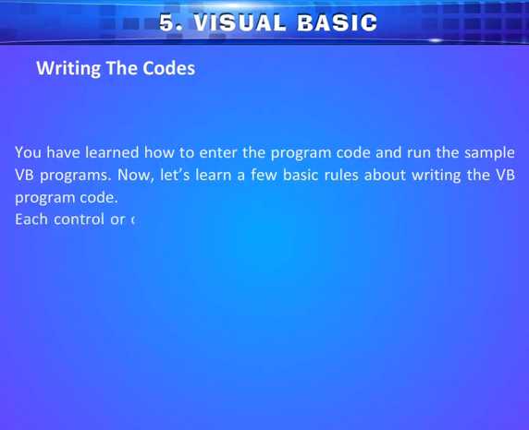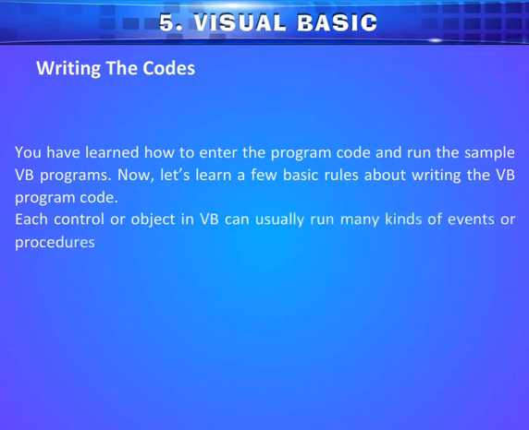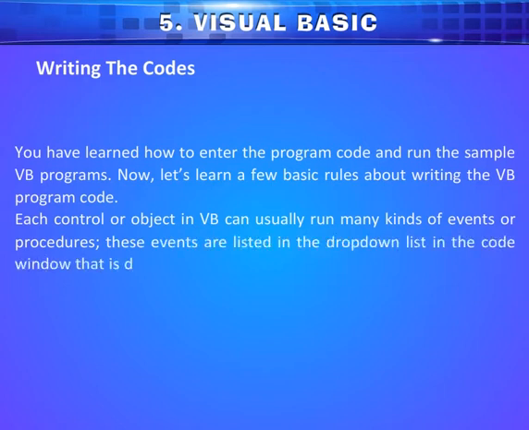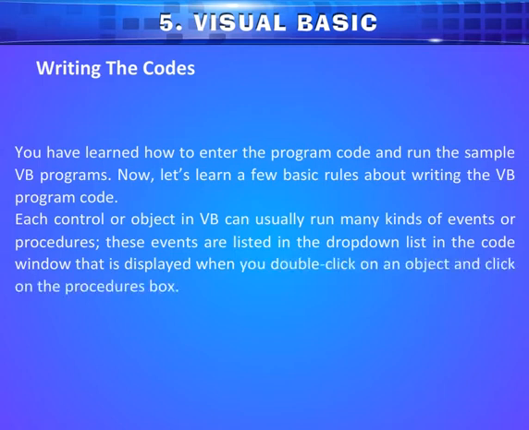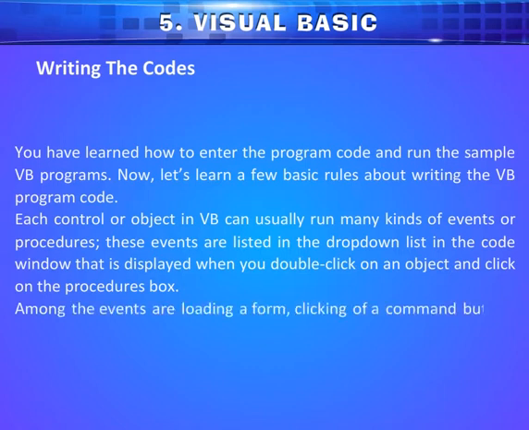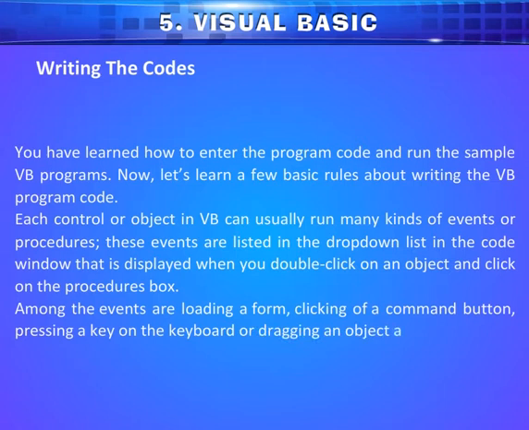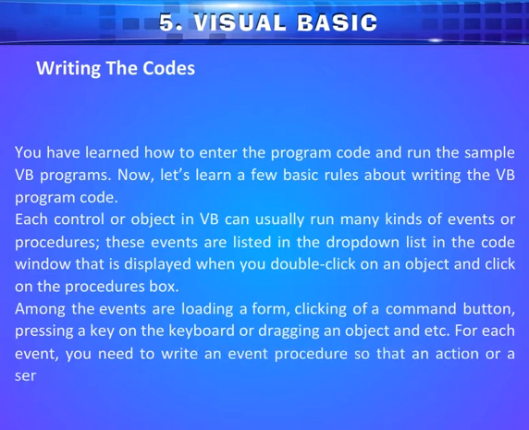Each control or object in VB can usually run many kinds of events or procedures. These events are listed in the drop-down list in the code window that is displayed when you double-click on an object and click on the procedures box. Among the events are loading a form, clicking of a command button, pressing a key on the keyboard, or dragging an object, etc. For each event, you need to write an event procedure so that an action or a series of actions can be performed.